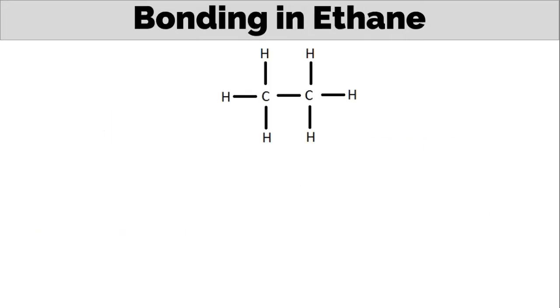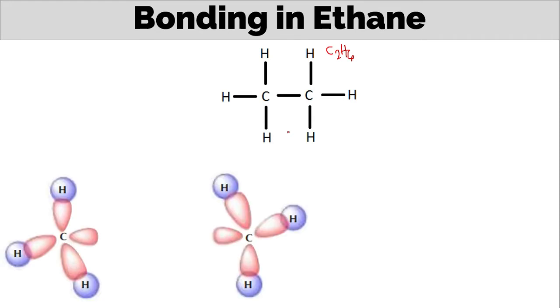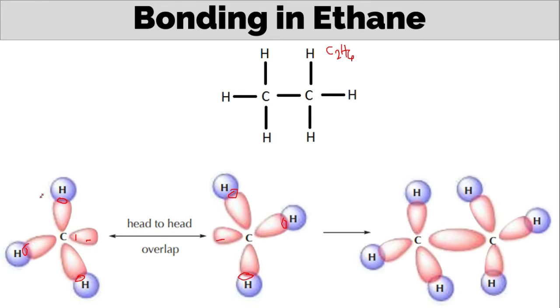So again, ethane has the formula C2H6. We can draw ethane like this. We have the sigma bond between the sp3 hybrid orbital and the s orbital, right? So we have this. Now these two sp3 carbons overlap to form a carbon-carbon sigma bond. So these two sp3 orbitals overlap head-to-head, forming this molecule. Here, you now have a sigma bond between two sp3 orbitals.